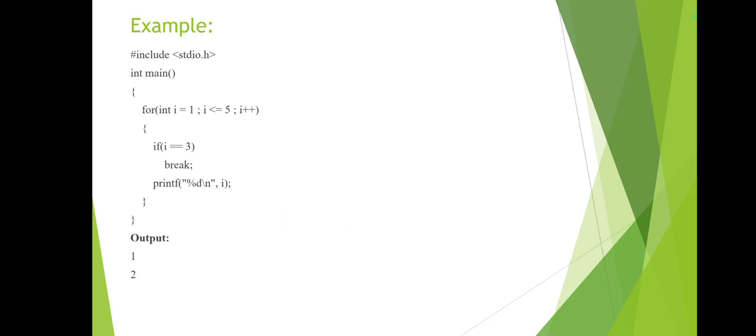Okay, now let's consider this example. In this program, a for loop runs from iteration 1 to iteration 5. Inside the loop, an if condition checks whether the value of i is equal to 3. When i is 1 and 2, the condition i equal to 3 is false, so the printf statement executes and prints those values. When i becomes 3, the condition becomes true and the break statement is executed, which immediately terminates the loop. Because of this, the loop does not continue further and the values 3, 4 and 5 are not printed. Therefore, the final output of the program is 1 and 2.